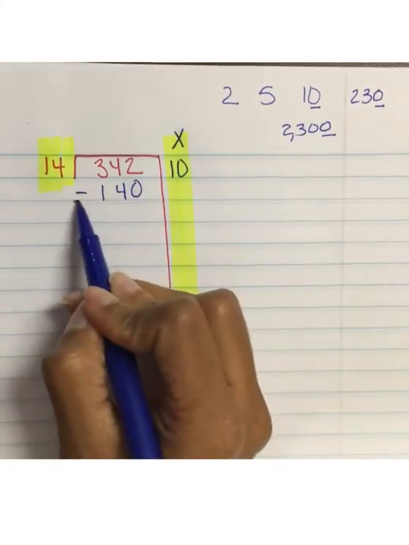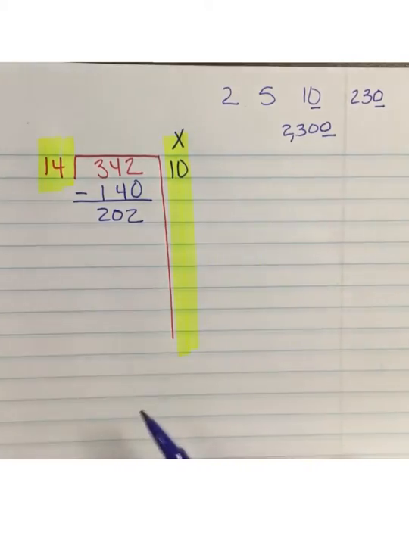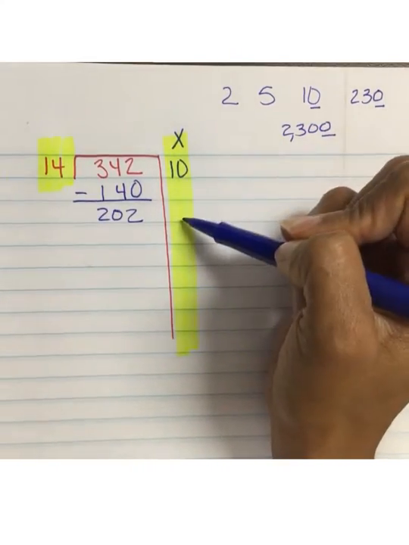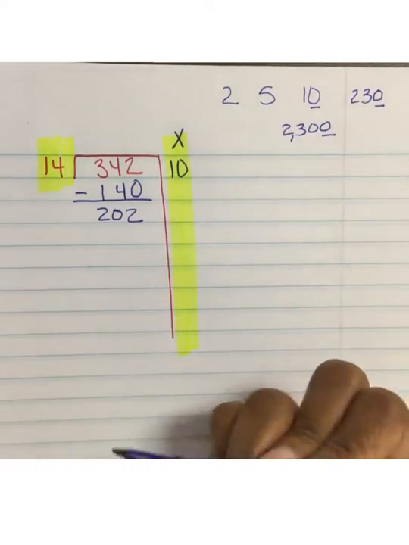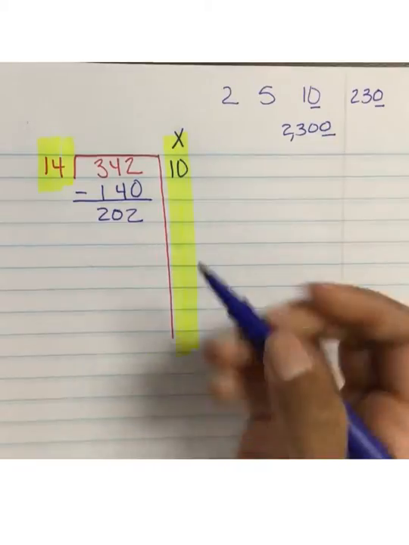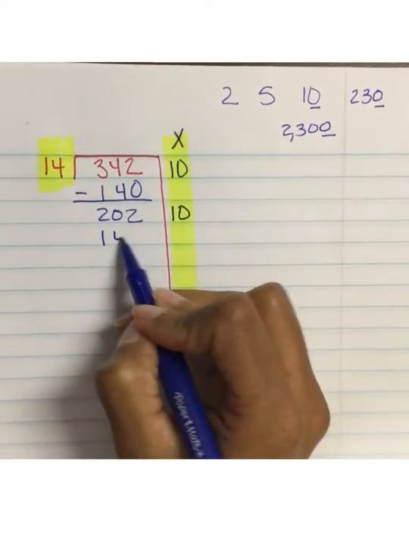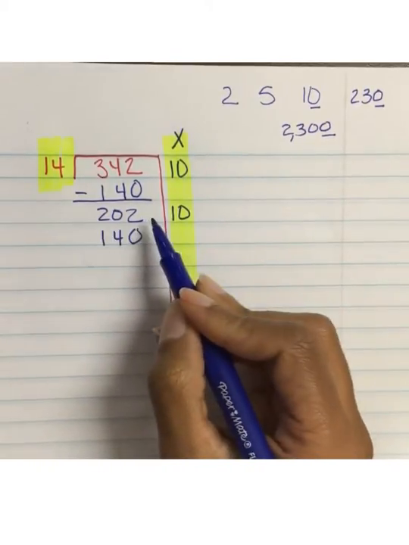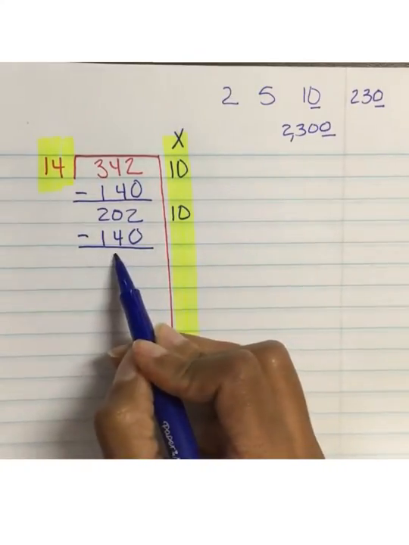When I subtract, I get 202. Now I need to multiply 14 times a number that gives me something smaller than 202. And I can choose whichever one, but I'm going to go with 10 again. Because all I have to do is take my 14, add a 0, 140, which is less than 202. I subtract, and that gives me 62.